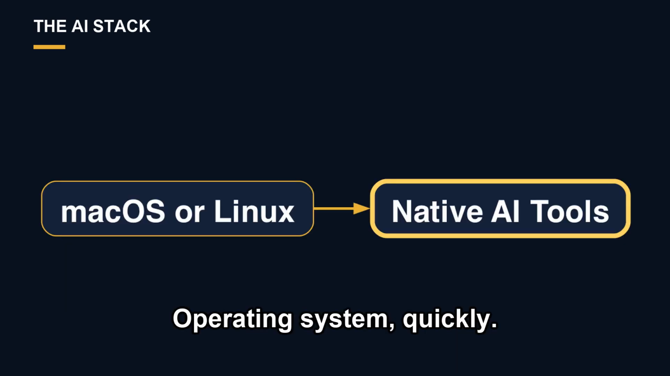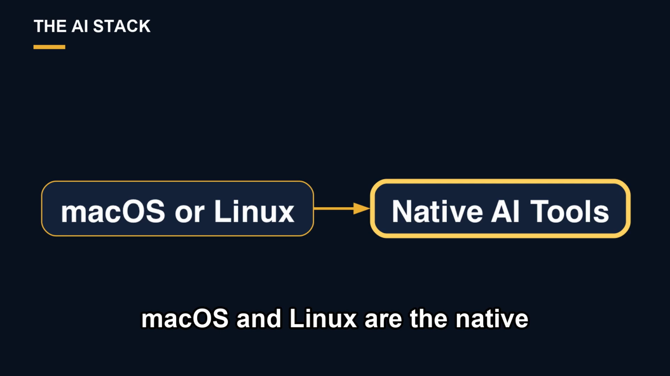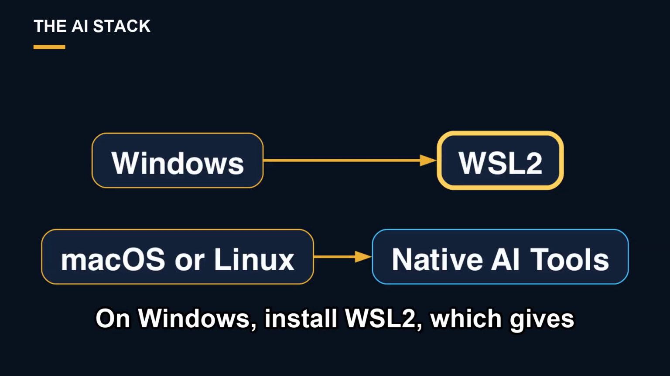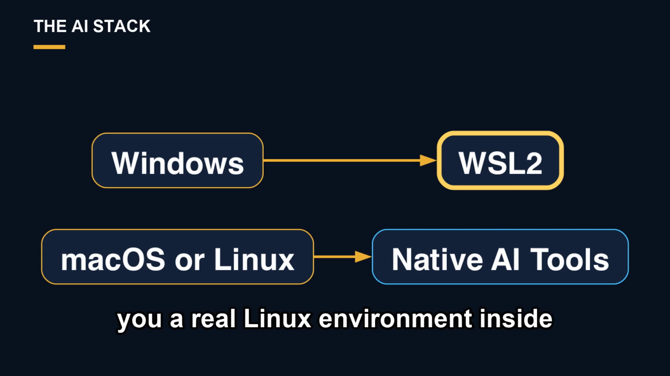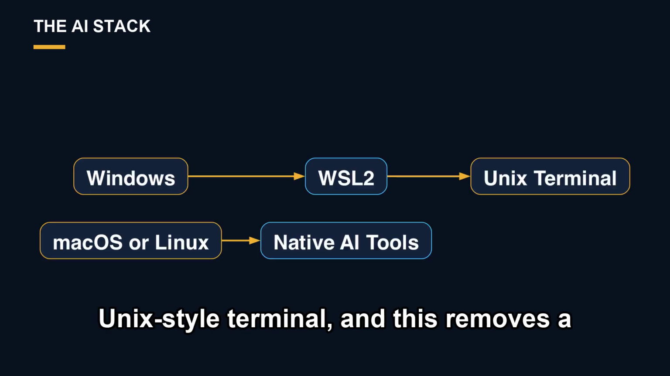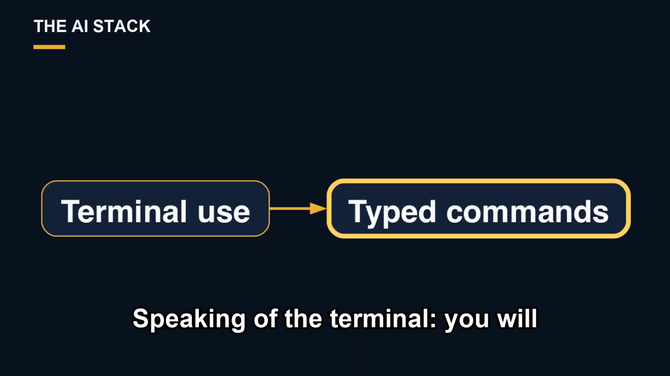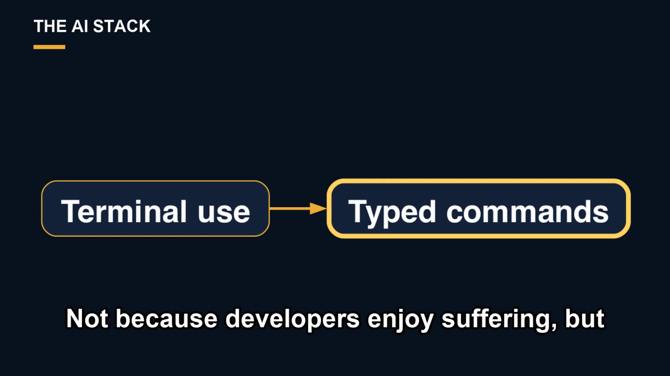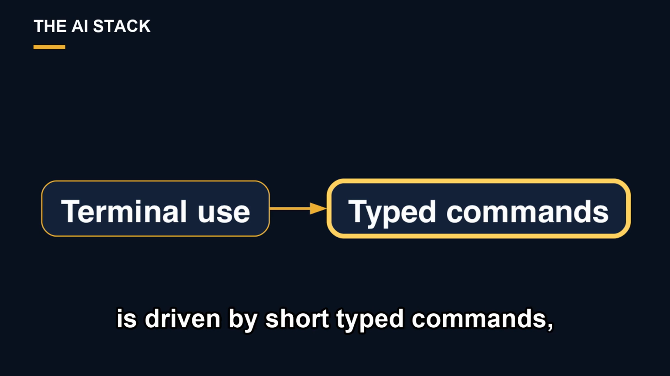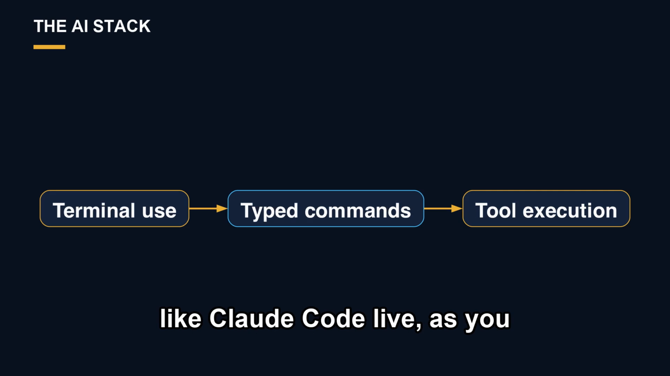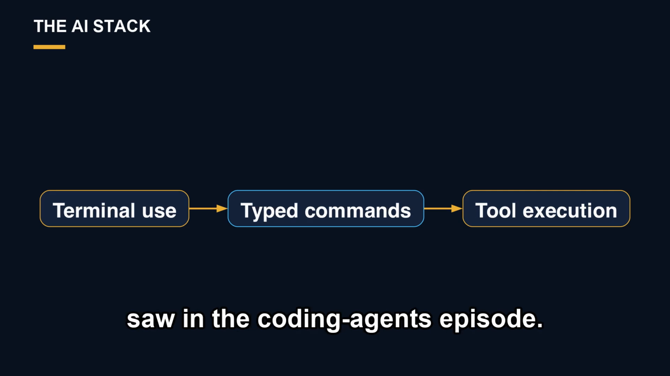Operating system, quickly. macOS and Linux are the native lands of AI tooling. Everything works first. On Windows, install WSL2, which gives you a real Linux environment inside Windows. Modern AI tools assume a Unix-style terminal, and this removes 100 small frictions. Speaking of the terminal, you will use it. Not because developers enjoy suffering, but because every tool in this stack is driven by short typed commands, and the terminal is where agents like Claude Code live, as you saw in the Coding Agents episode.